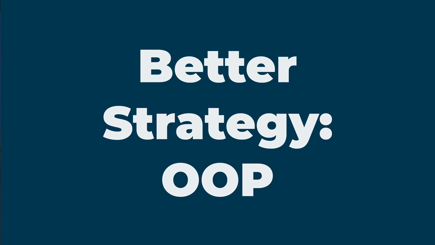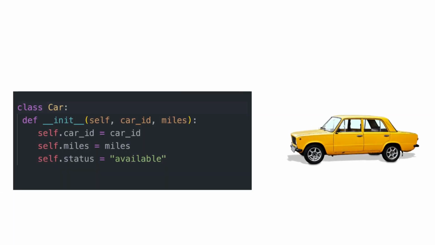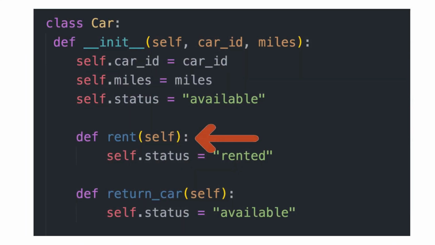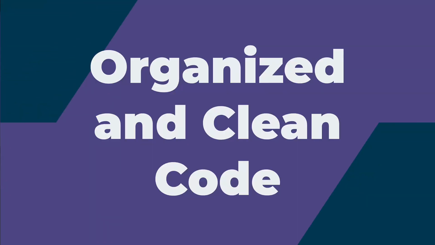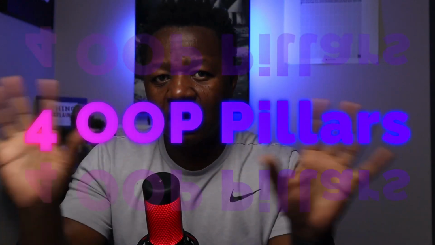The better way is to transition into the OOP paradigm, because now we're going to be able to encapsulate every car's details into a single car class. A class is essentially a blueprint that is then used to create an actual object. This means each car can manage its own state because each car is its own entity. And the way each car manages state is through the methods of that class or object, which makes our code organized and cleaner.